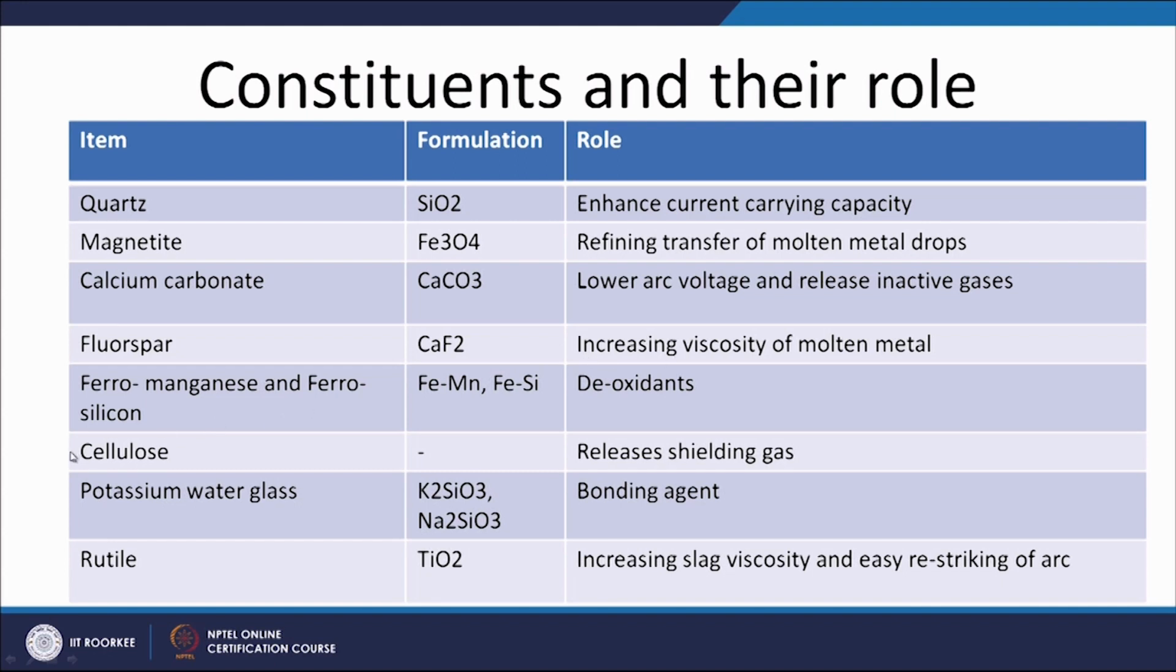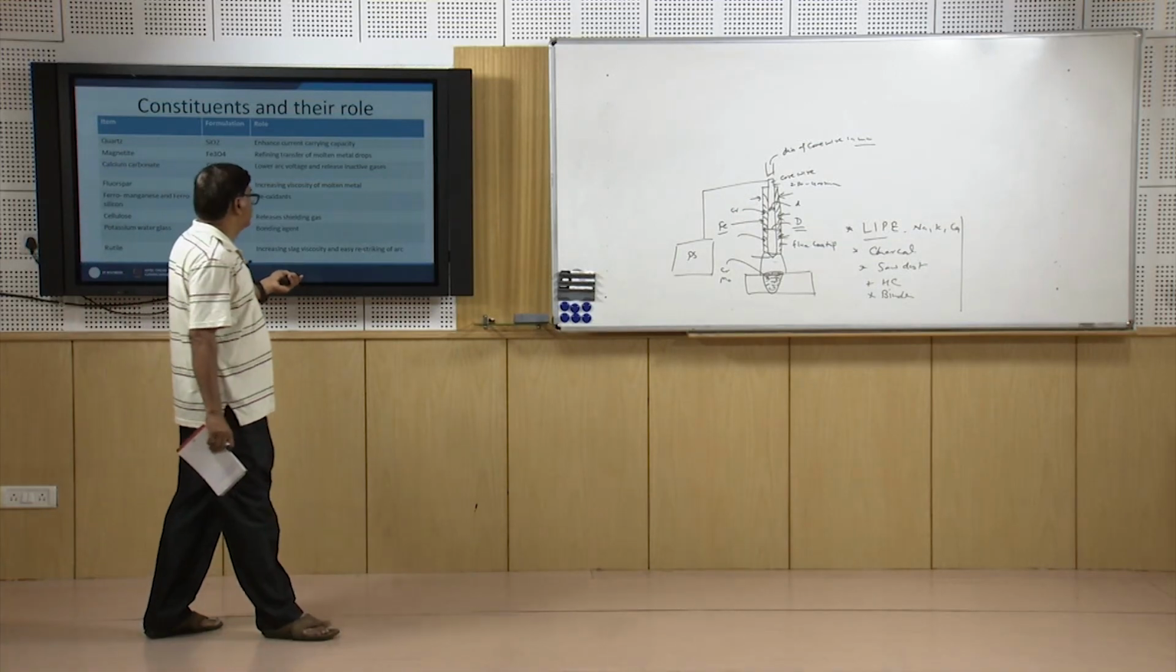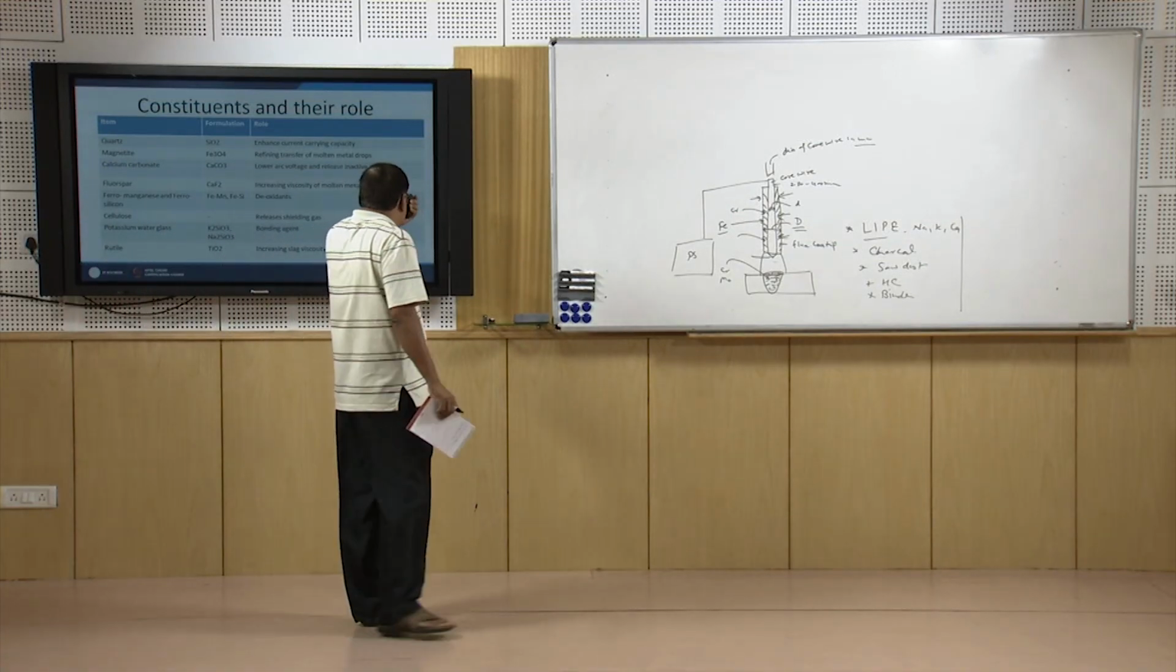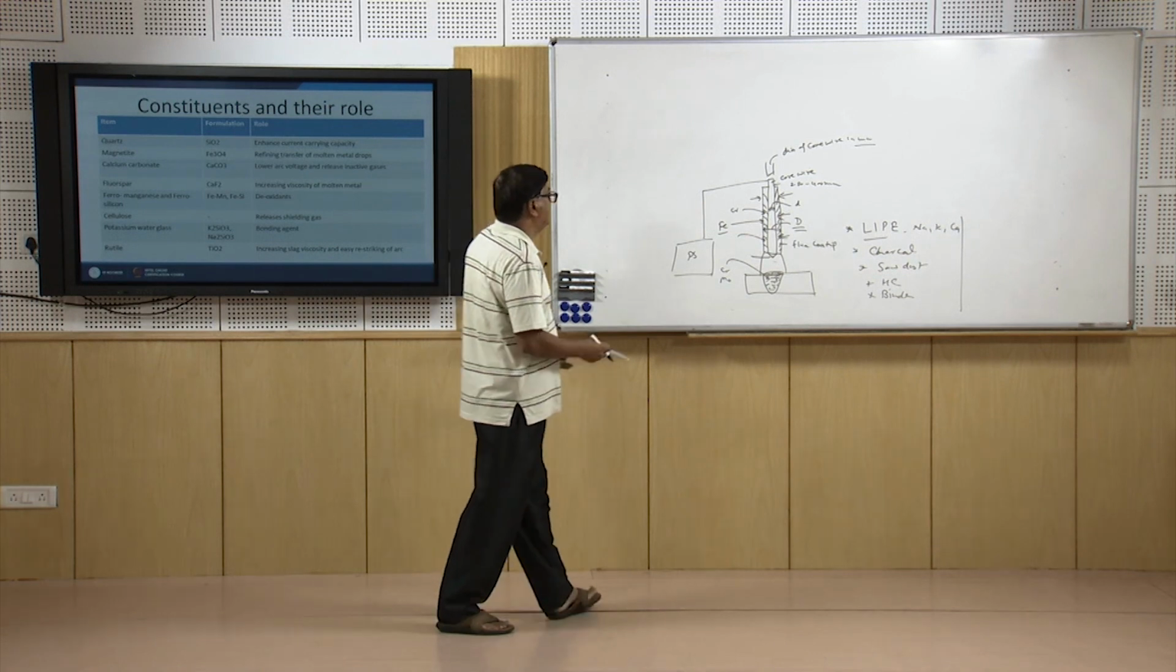is added for increasing the viscosity of the slag and molten metal. Ferromanganese and ferrosilicon are commonly used as deoxidants, and cellulose is for releasing the shielding gases. Potassium and sodium silicate are the bonding agents. Rutile is also one of the common elements added, in the form of titanium oxide, for increasing the viscosity, and since it has very good arc emission capability, it helps in restriking of the arc.